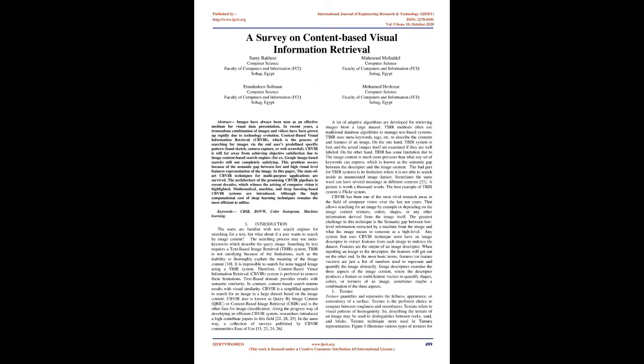CBVIR has been one of the most vivid research areas in the field of computer vision over the last 10 years. It allows searching for an image by example or depending on the image content: textures, colors, shapes, or any other information derived from the image itself. The greatest challenge in this technique is the semantic gap between low-level information extracted by a machine from the image and what the image means to someone at a high level.